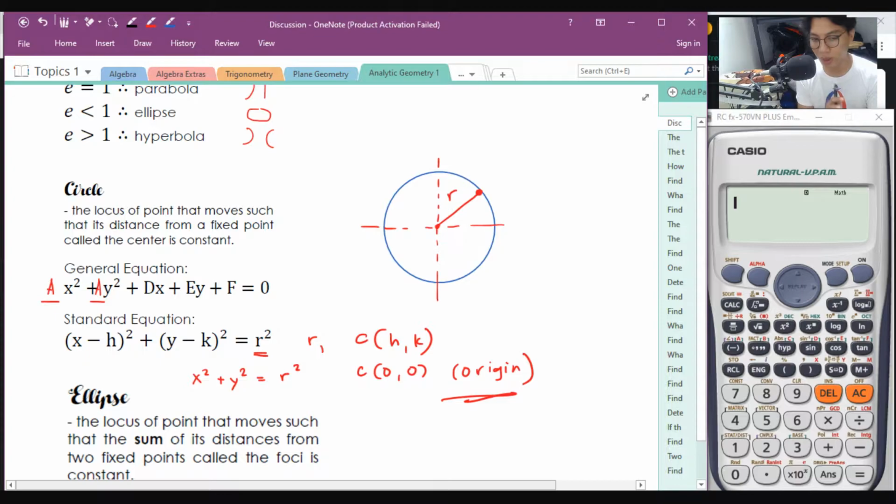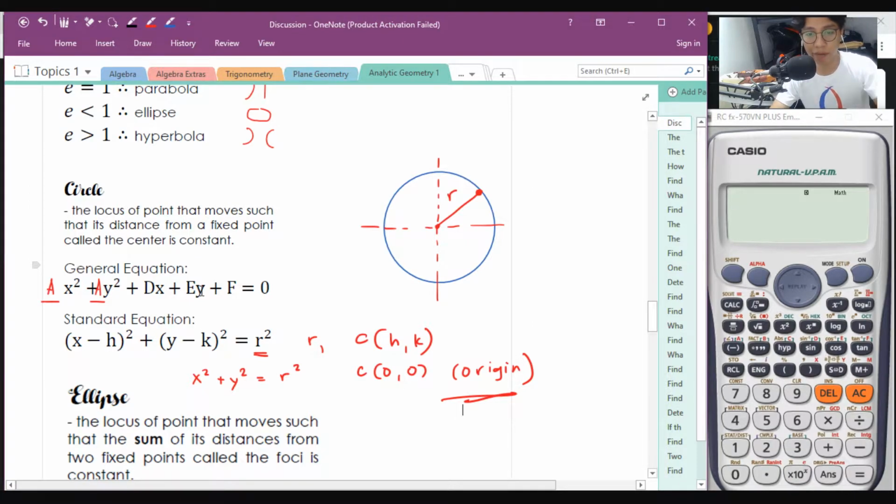Because it's better to use the standard equation, expand it. You should be good at expansion using your algebra. Once you expand it, what will happen? Then you will know its general equation. From your standard equation, where you know your radius and your center, or simply the center point of your circle, you can derive the general equation of the circle.